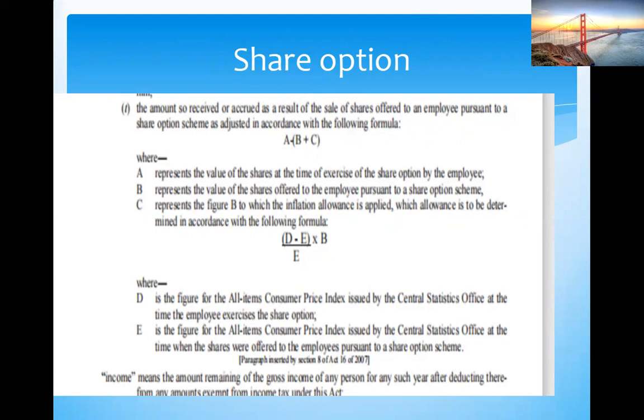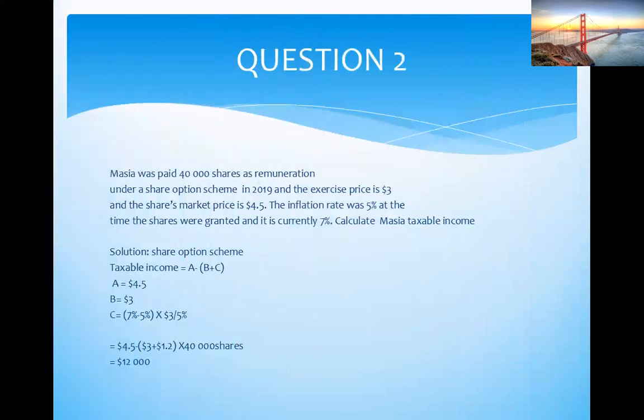So I'm going to give you an example so that you can actually see what will be taking place. I've crafted an example. Marcia was paid 40,000 shares as a remuneration. This is the situation. Remember, this is section 8.1. Okay, so we're saying Marcia was paid how much?